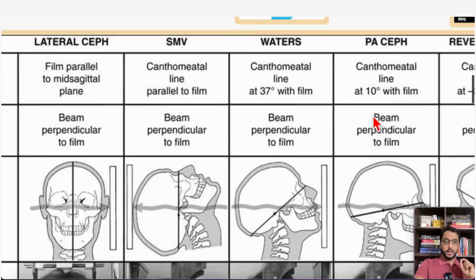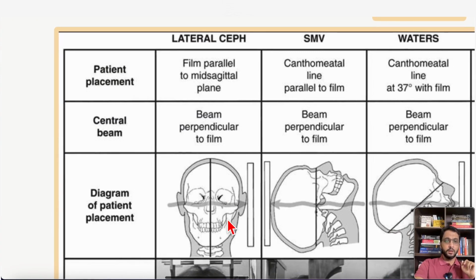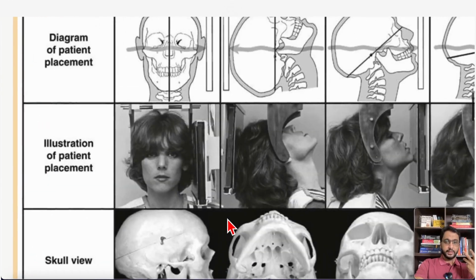You know now how the patient is placed, parallel to the mid-sagittal plane, and that's it. This is basically the same thing I was telling you.